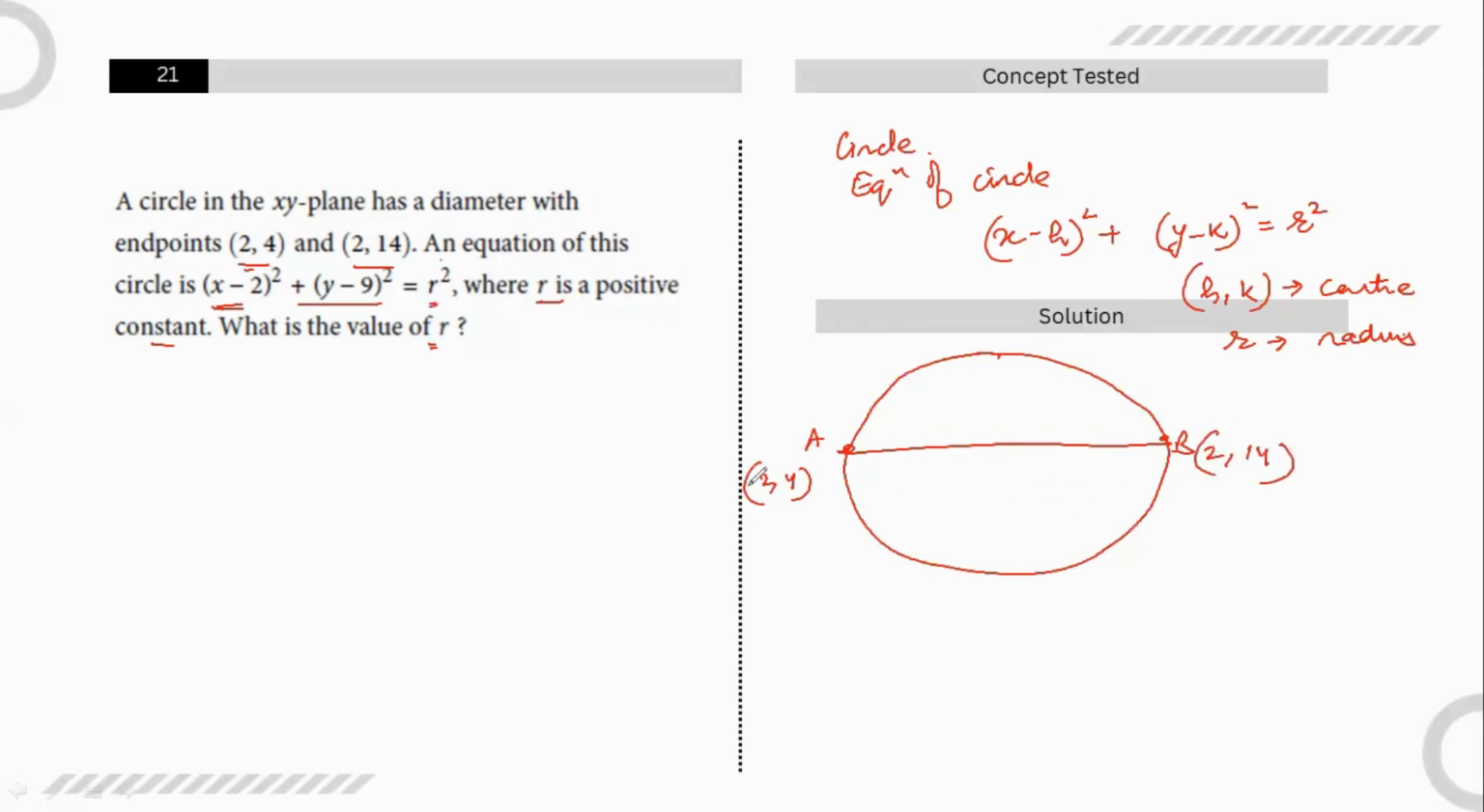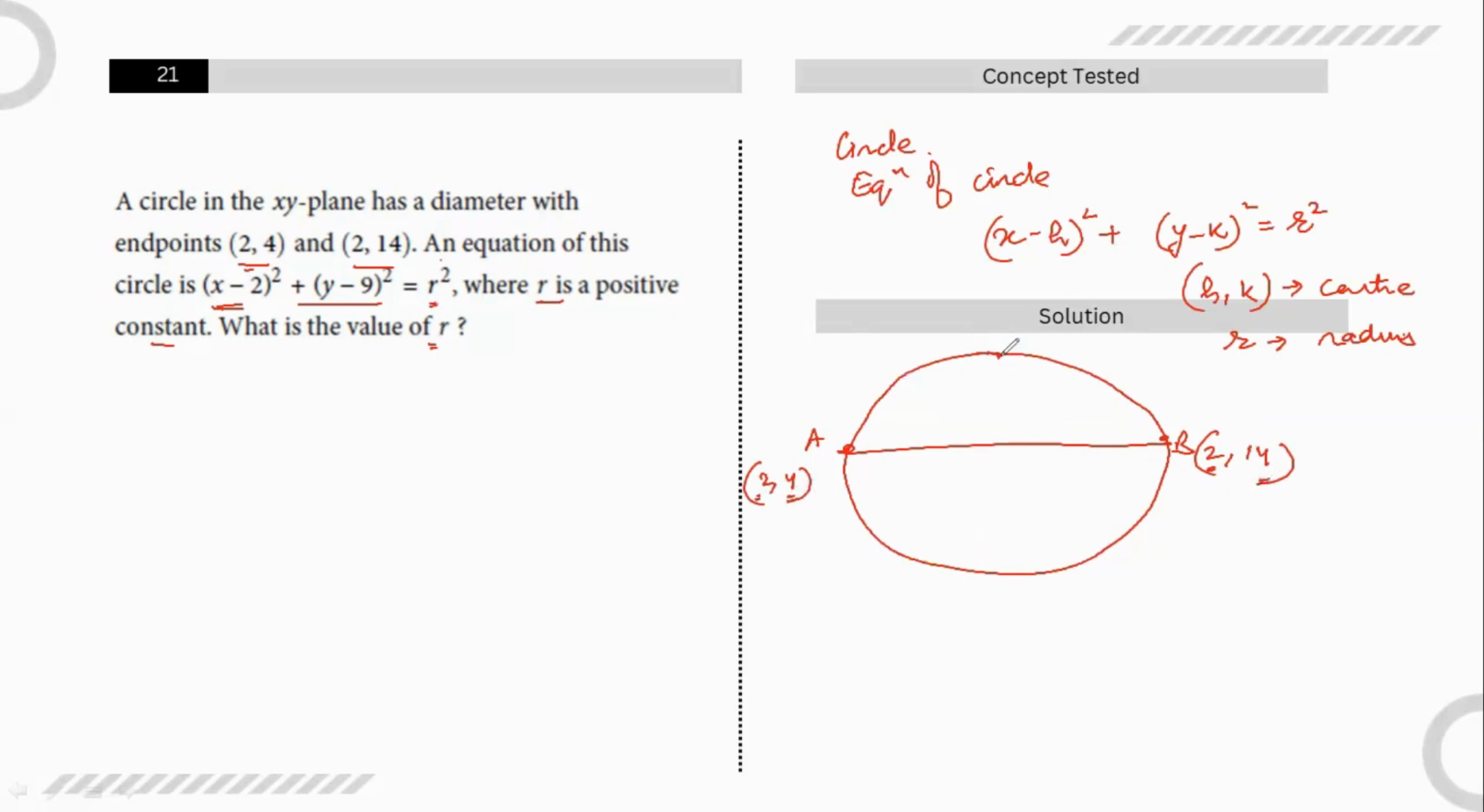So if we understand, the X coordinate is actually the same, right? There is a change in the Y coordinate. Ideally, it should be a vertical line, right? Vertical line, it changes from 4 to 14.